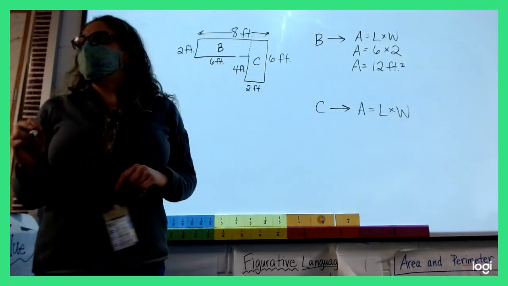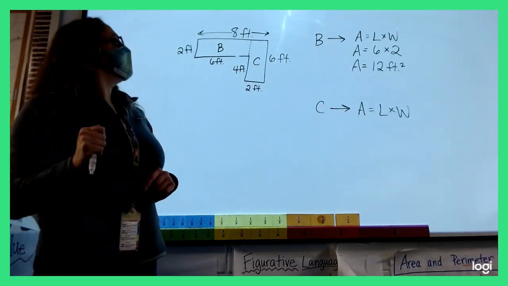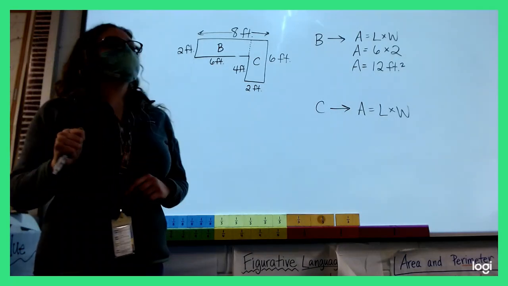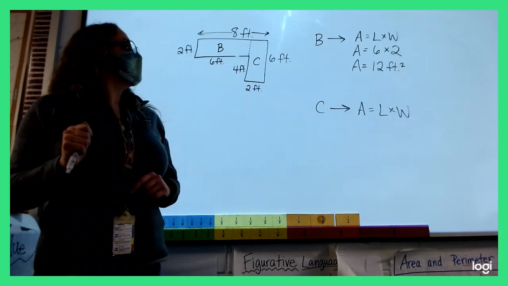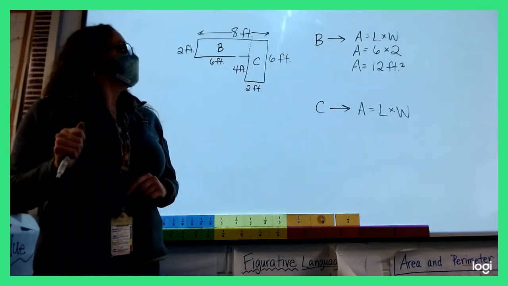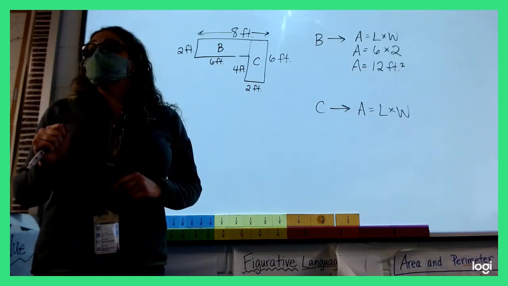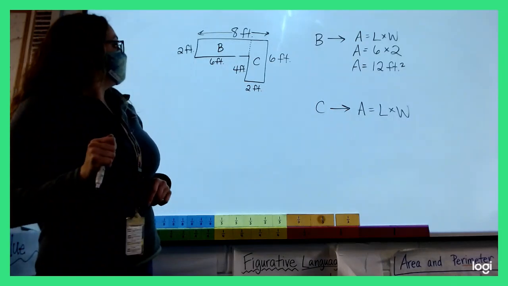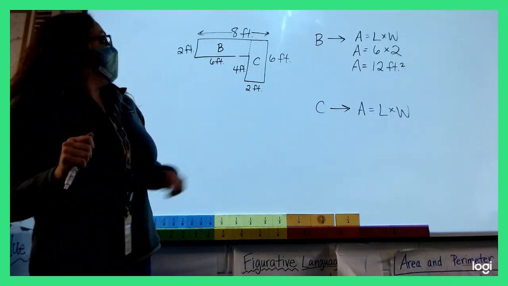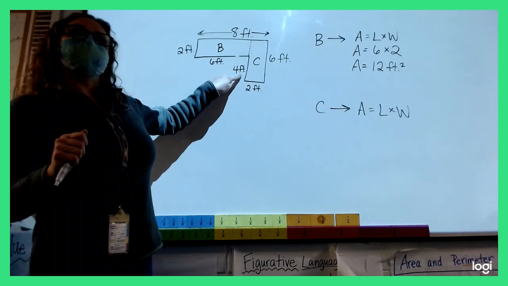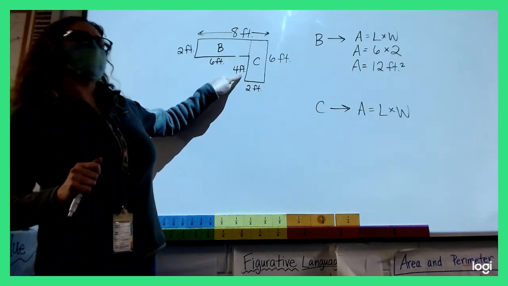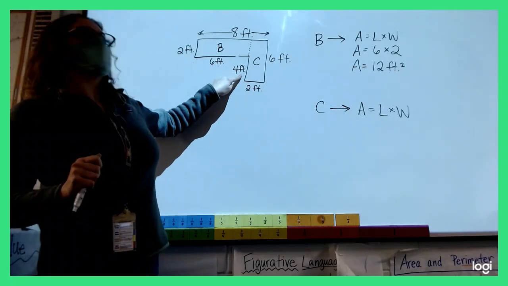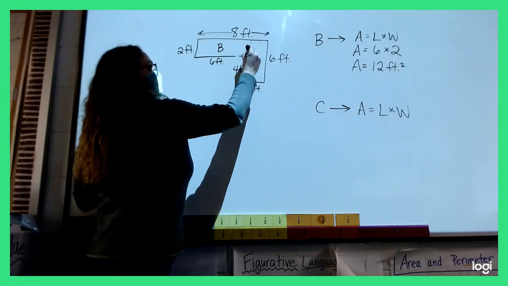That one wasn't too bad with small numbers. All right, I'm getting some thumbs ups, a few of them. Now for shape C, we have our formula. Is this 4 feet going to be helpful? Someone raise your hand and tell me why or why not. Josiah? No. Why not? Because it's already a 6. Okay, this 4 is only part of a side for shape C.